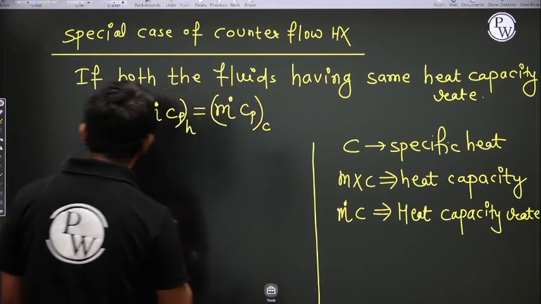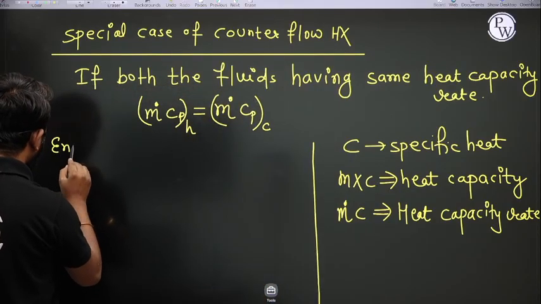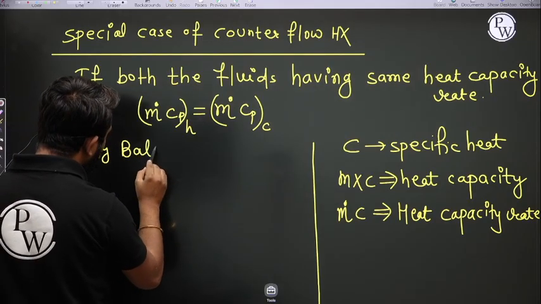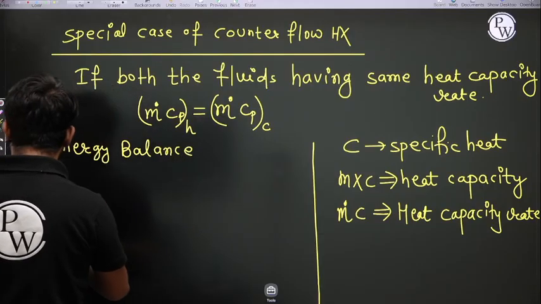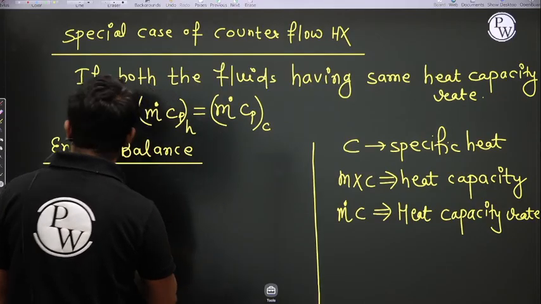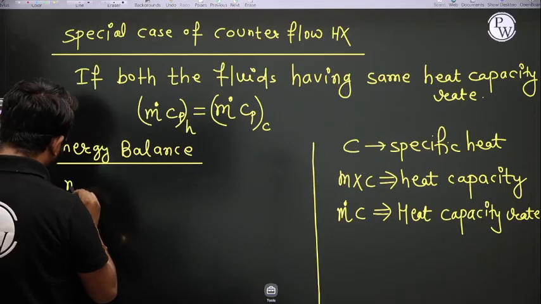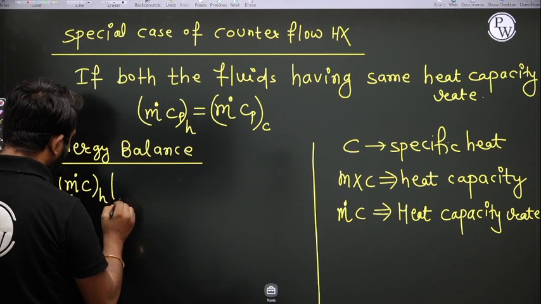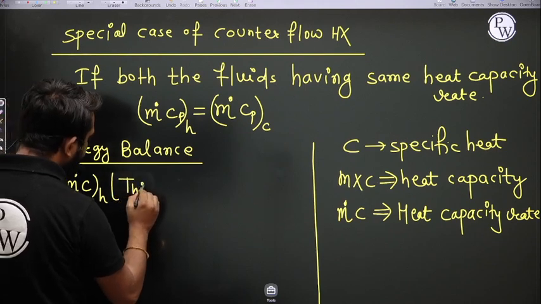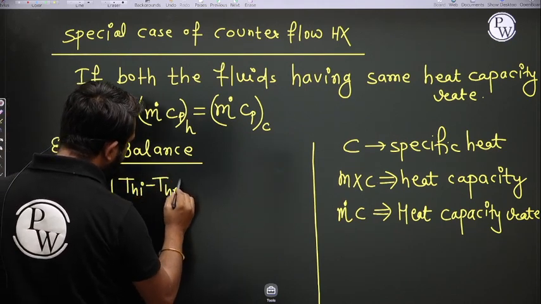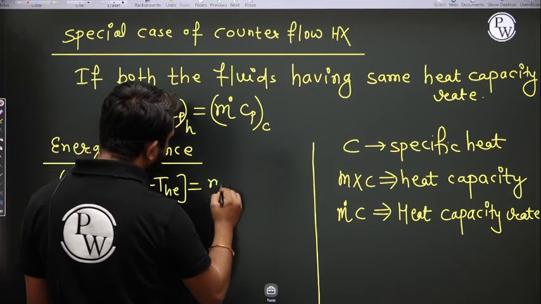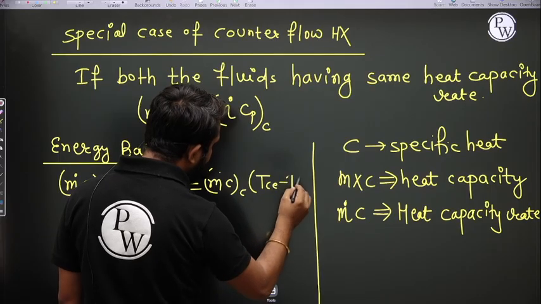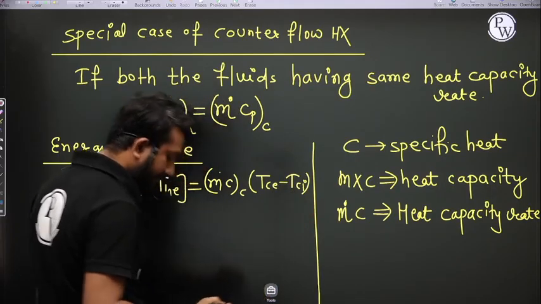If the heat capacity rates are equal, then if you see the energy balance, I can directly write the energy balance here. That is m dot C of the hot fluid times the hot fluid inlet temperature minus the hot fluid exit temperature is equal to m dot C of the cold fluid times the cold fluid exit temperature minus the cold fluid inlet temperature. Is it clear?